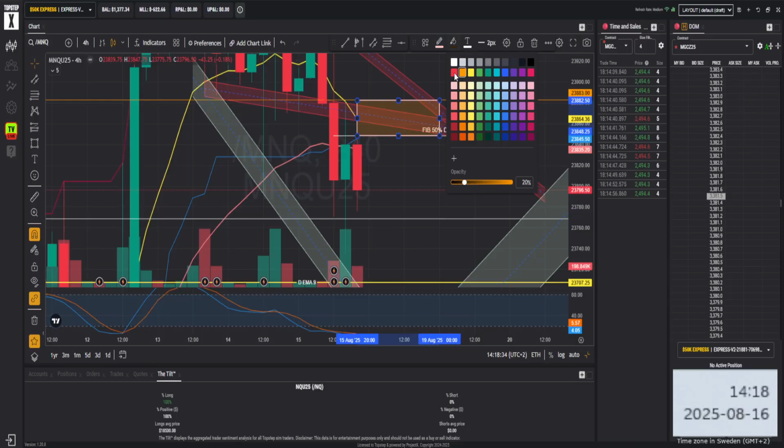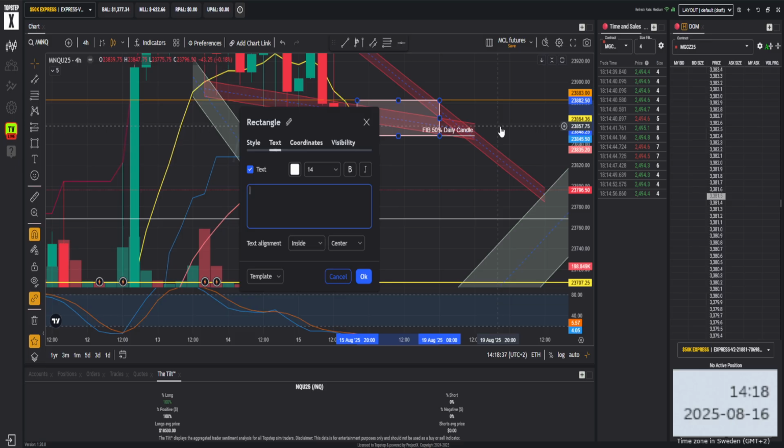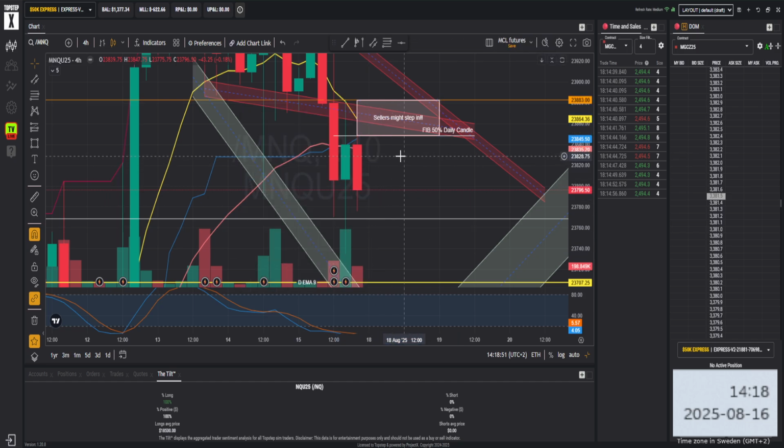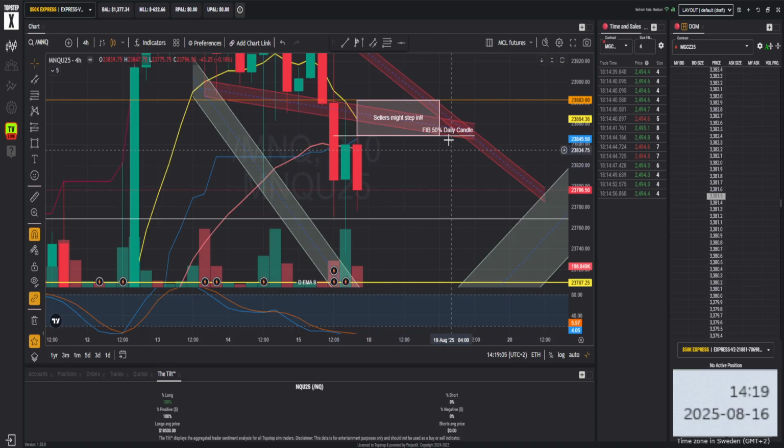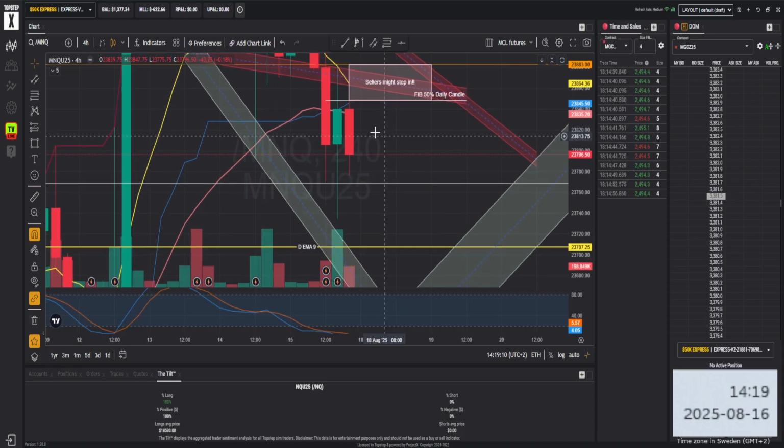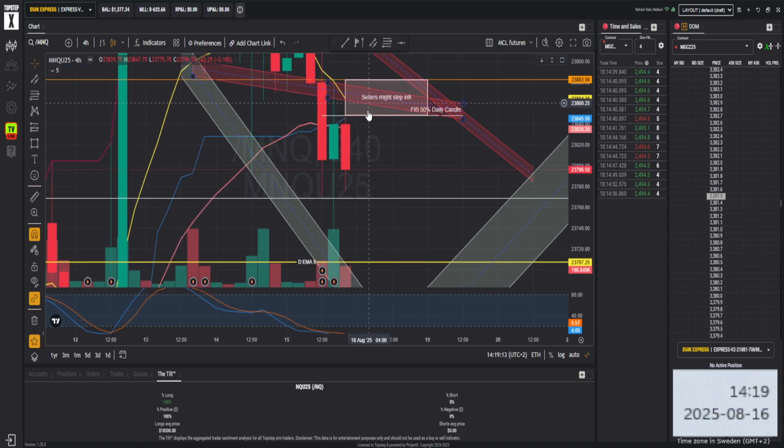Let's make that light. It's pink almost. Sellers might step in. Let's put that inside center. I can't do top. I want this text to be on the top. Okay. Never mind, it's fine. That's where I would be looking to go short from here.